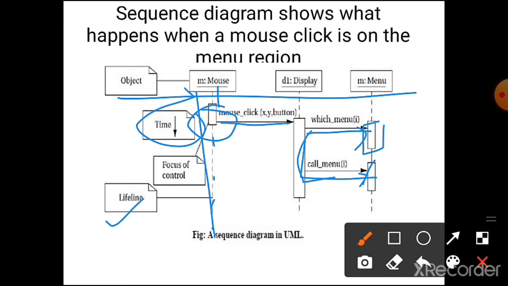The find region function is internal to the display object, which finds whether it is a menu or a drawing region. Then this is all about the sequence diagram. So we can represent a behavioral description using a state diagram or a sequence diagram. Thank you.